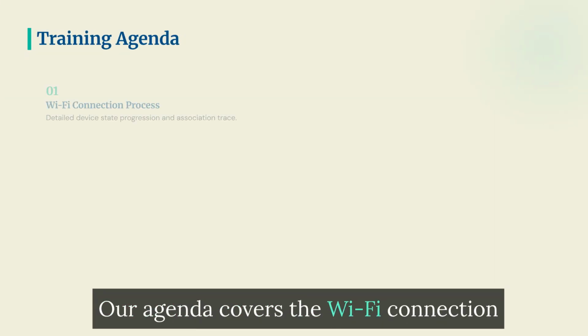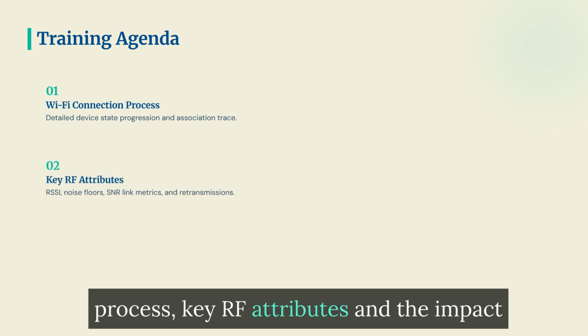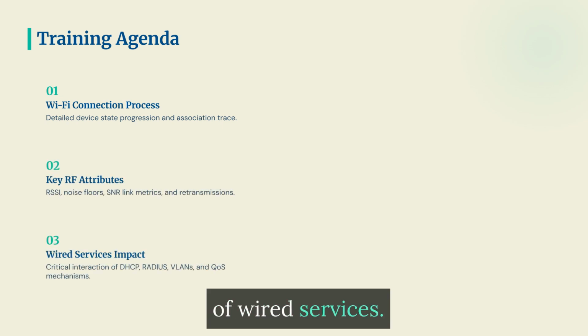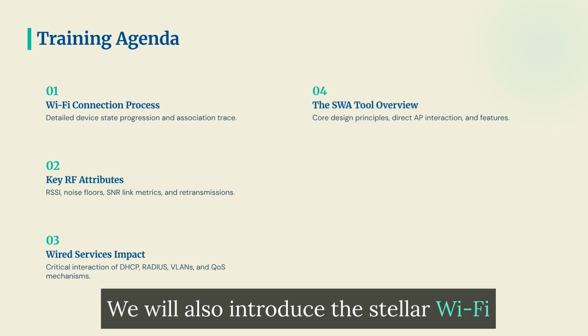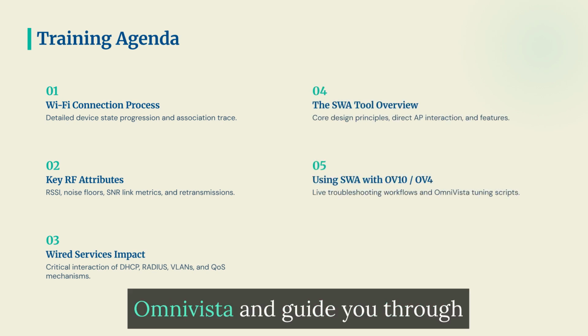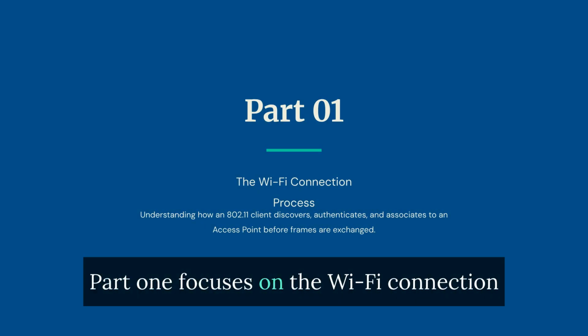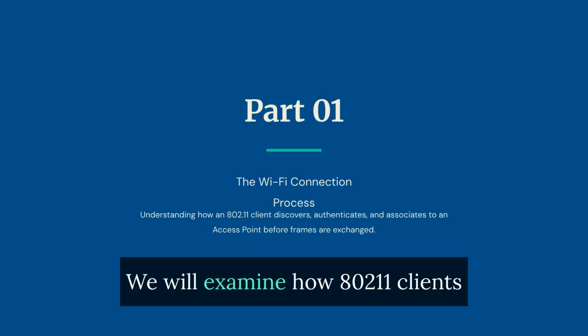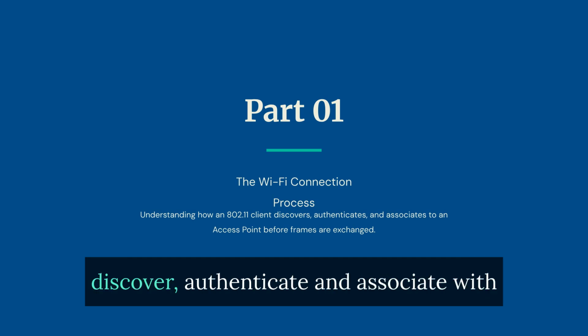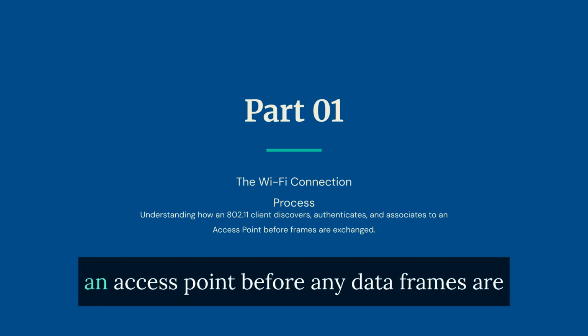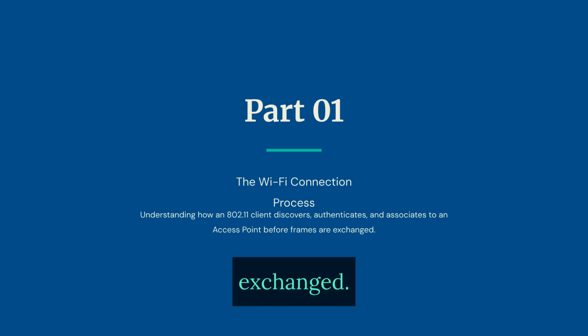Our agenda covers the Wi-Fi connection process, key RF attributes, and the impact of wired services. We will also introduce the Stellar Wi-Fi Analyzer Tool, its integration with OmniVista, and guide you through installation and deployment patterns. Part 1 focuses on the Wi-Fi connection process. We will examine how 802.11 clients discover, authenticate, and associate with an access point before any data frames are exchanged.